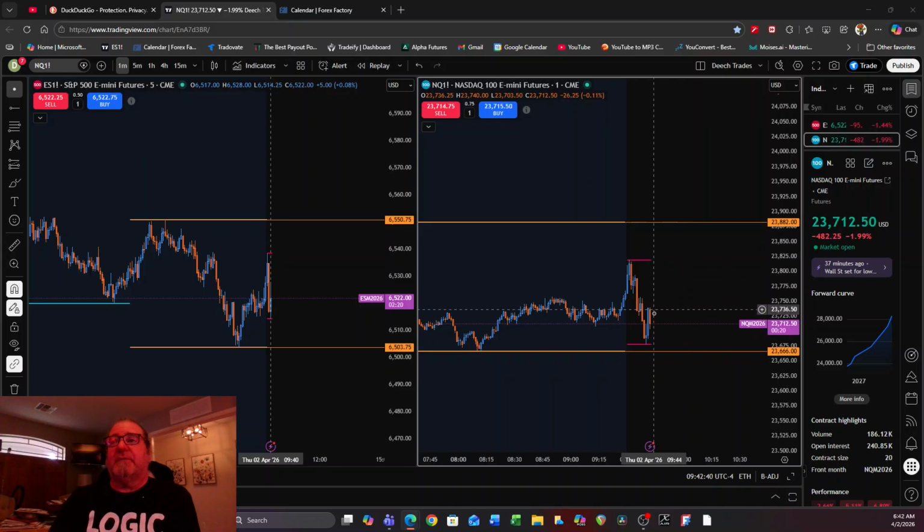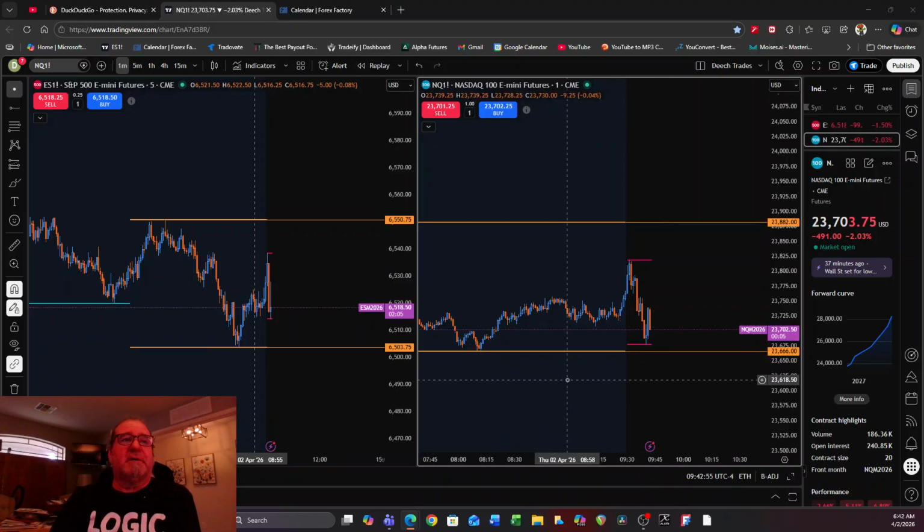Could you have gotten in right here as this was dropping down? Maybe. I feel a lot more confident about getting in right here with my stop up here than I do about getting in down here, hoping that I'm going to get the London lows. If I get in here with my stop there, there's your $1,000 move right down to London lows. You could still get back in to make that move. So let's just watch it. Let's just see. I could be wrong, but I've seen this thing a few times.